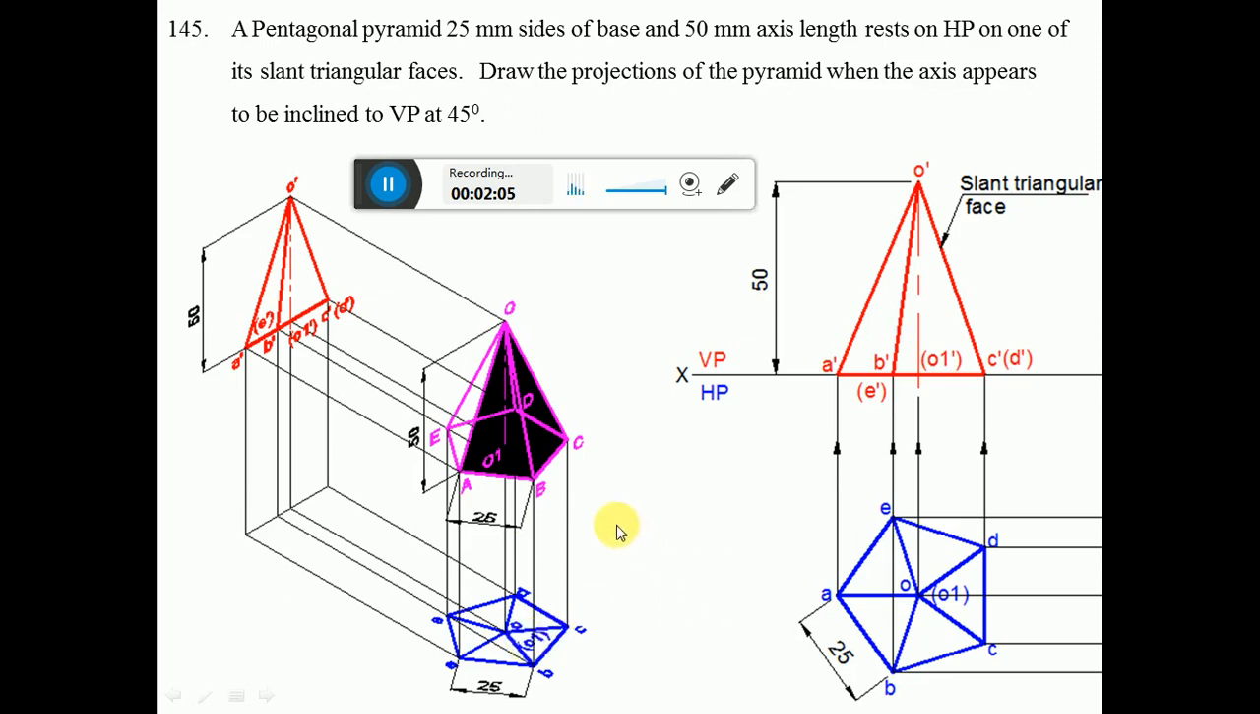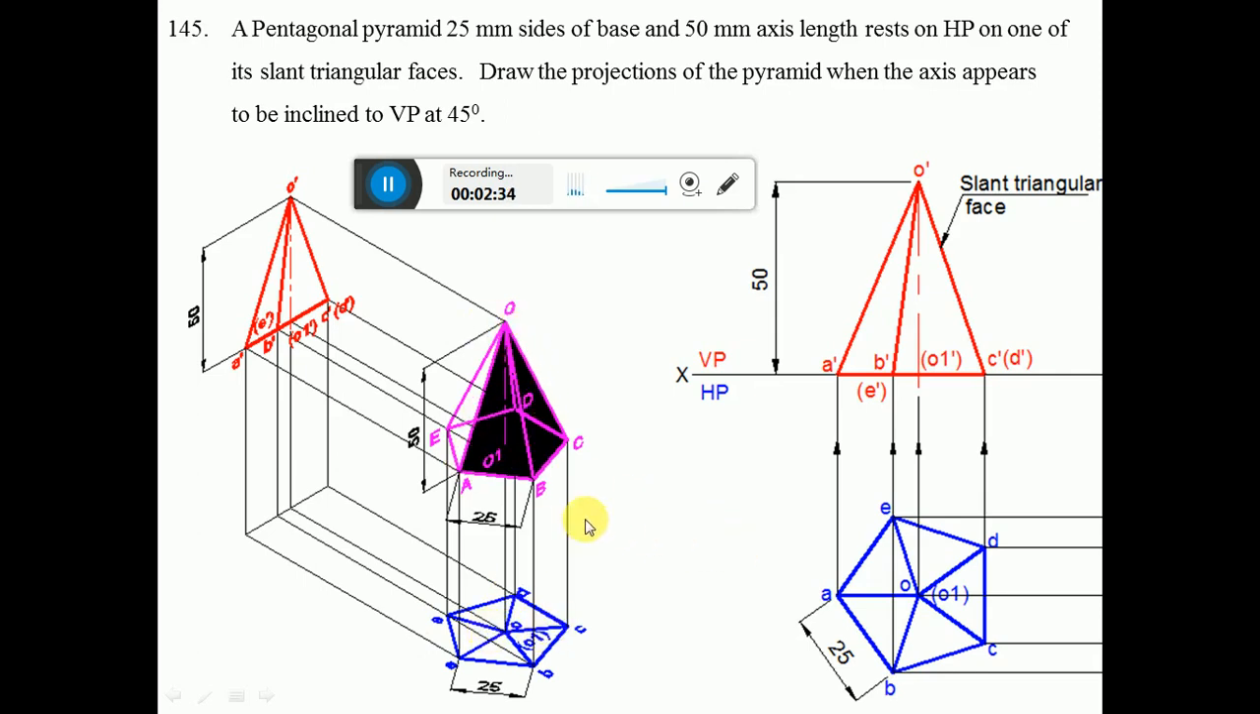Similarly, then you have to join. We have OA as the slant edge, and OB, OC, OD, and OE are called slant edges, and O is at the center of the pentagon. Since we have joined O to A, we have to join O to A here, then O to B, O to C, O to D, and O to E. All these have to be with a dark line because they are the slant edges.